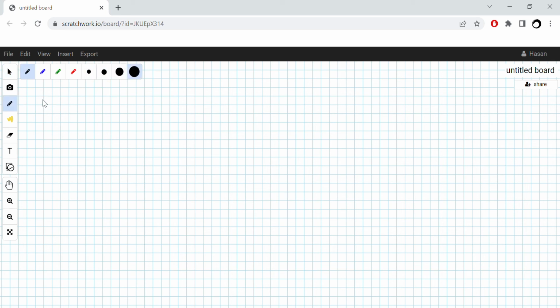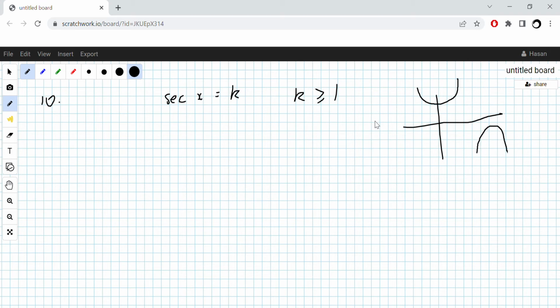For question 10, they've said sec x equals k, and k is more than 1. That makes sense because your sec graph is going to look like this. There should be more down. You get the idea. This cutoff point is 1, so everything should be above 1. That's what they're saying.